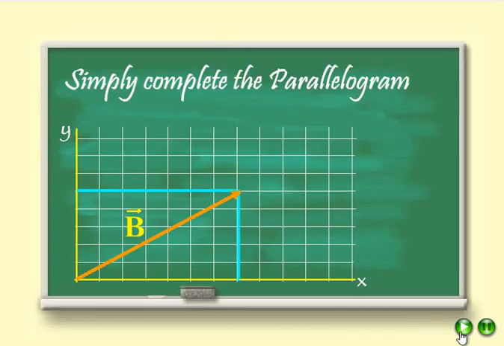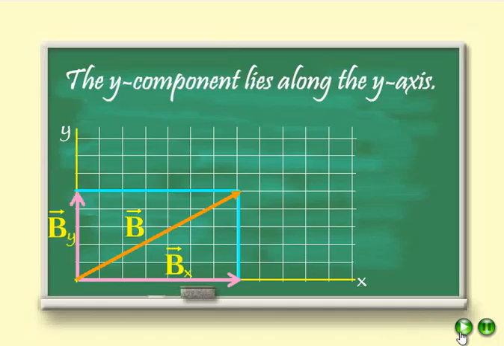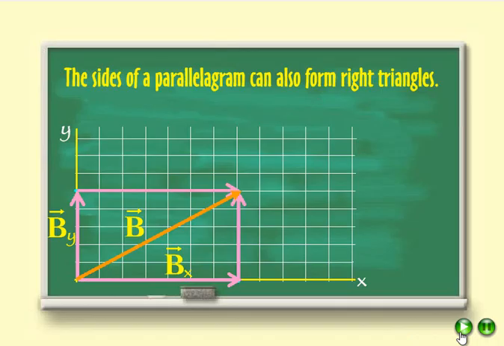All you need to do to find the x and y components of vector B is to simply construct a parallelogram along the x and y coordinates. The x component of vector B lies along the x-axis, and the y component of vector B lies along the y-axis. The sides of this parallelogram can also be used to form right triangles.